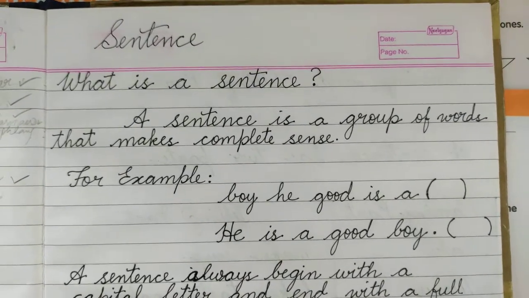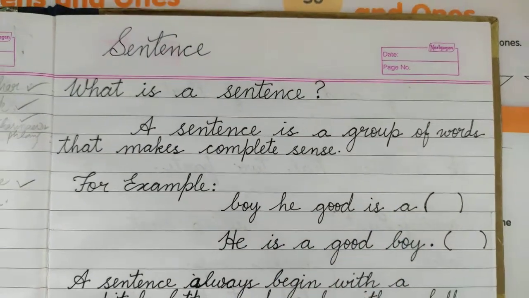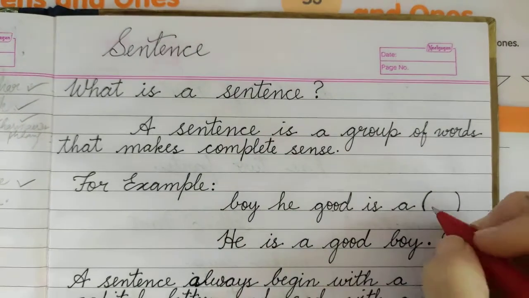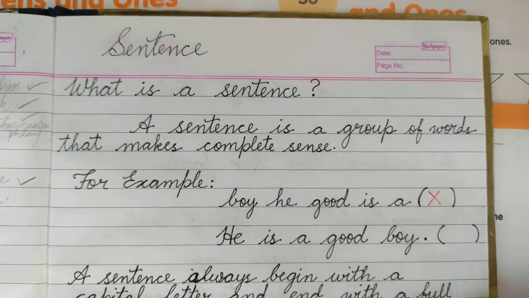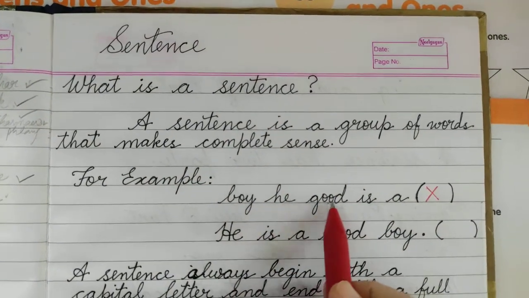Okay, now for example, "boy he good is a." Does that make sense? No. This is wrong. It is not a sentence because it does not make sense. "Boy he good is a."